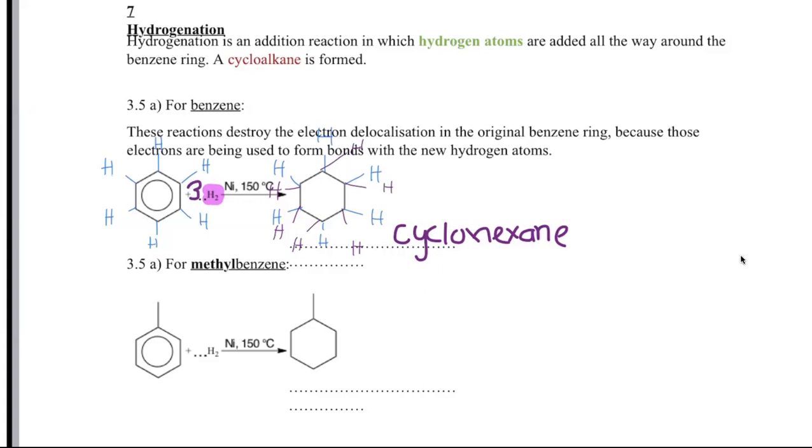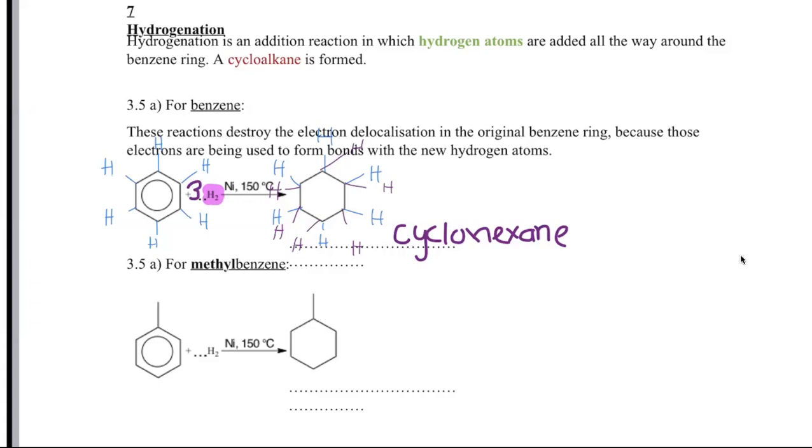I think for double bond, you can use platinum or palladium, or nickel. And then the temperature is 150 degrees Celsius. Okay, for methyl benzene, same conditions, same reagents.